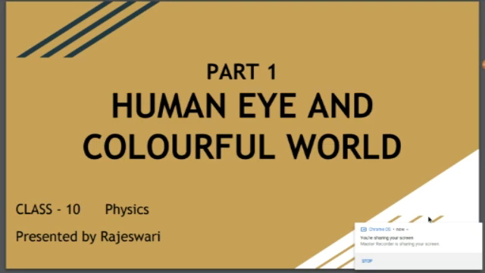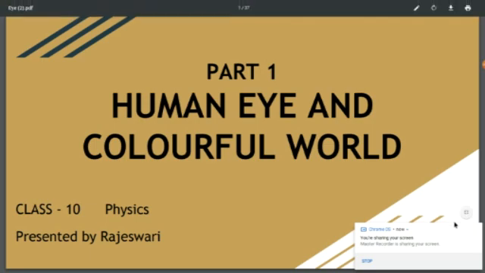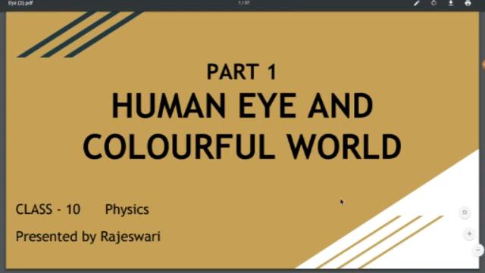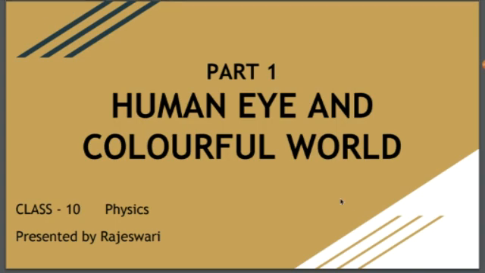Today we are going to see the 11th chapter, the human eye and colorful world. In this module we are going to see the structure of the eye, the function of various parts and the defects of the eye.